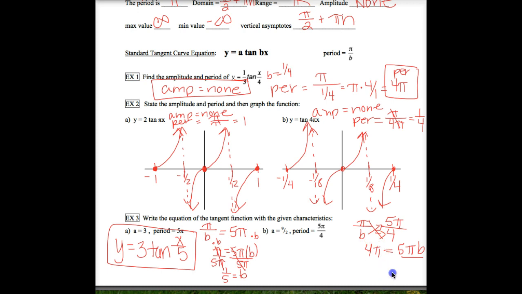And B is 4/5. So B is 4/5, A is 9/2, so y equals 9/2 tangent 4/5 x, 4x over 5, and that would be our final answer.